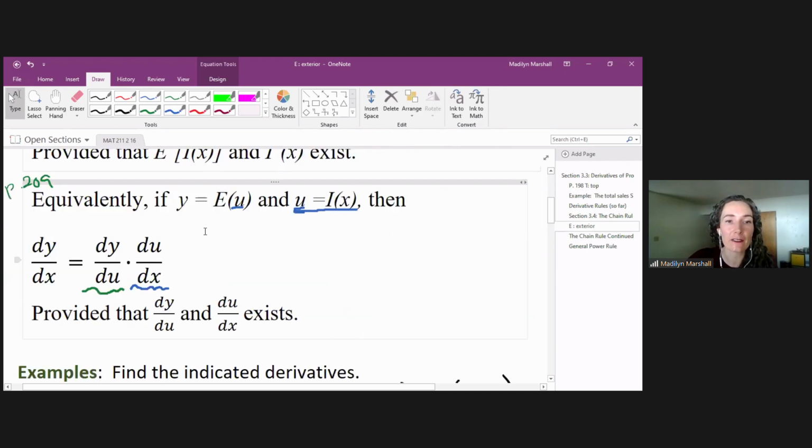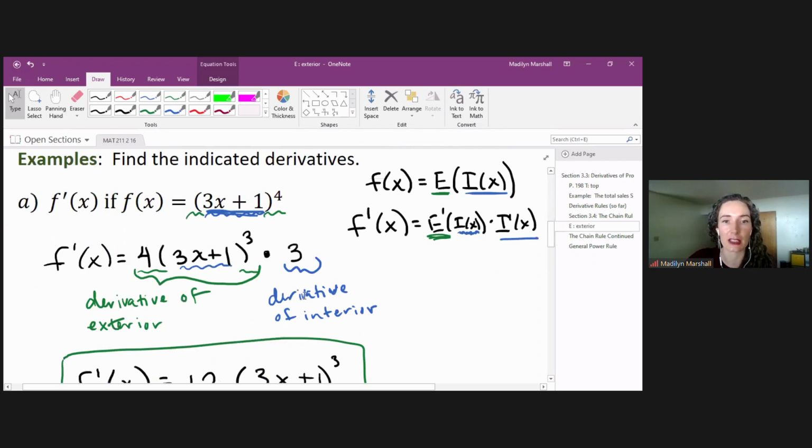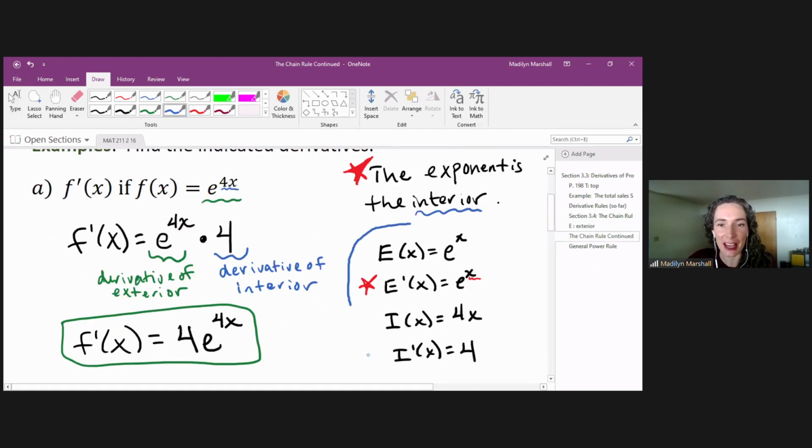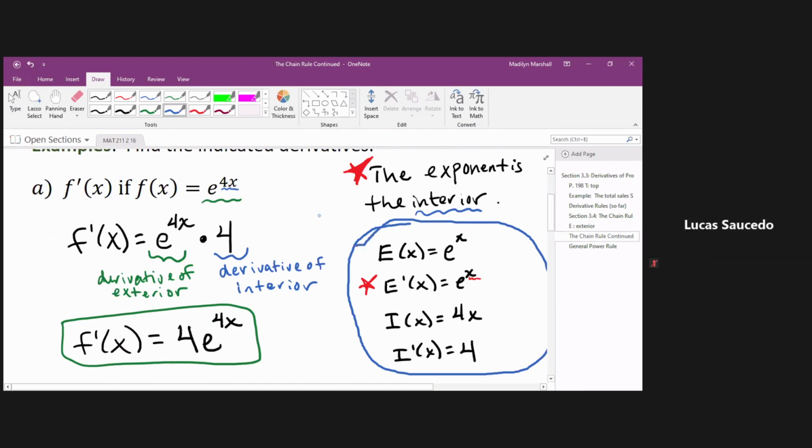So here, when we were doing our derivative of exterior and derivative of interior, when we do the derivative of the exterior, which was the power rule in this case, that interior part stays exactly the same. That didn't change. And then we do the derivative of the interior. And this is exactly why I don't usually write it in this way, and it's totally fine if it helps you to write it in this way. But we need to be careful.